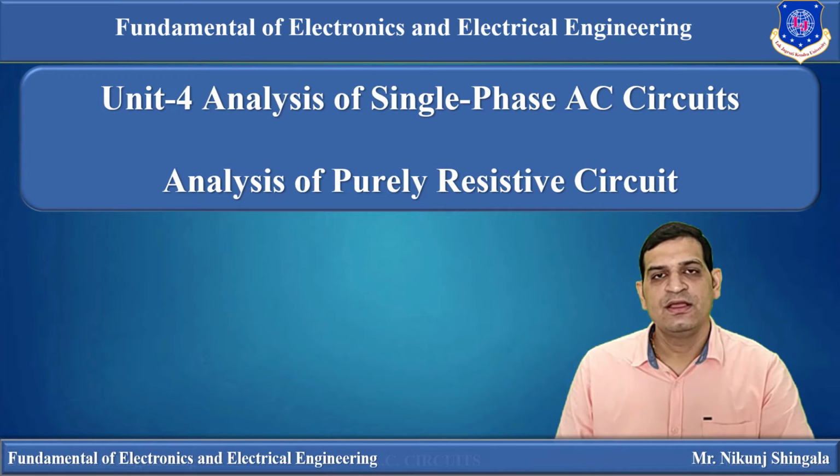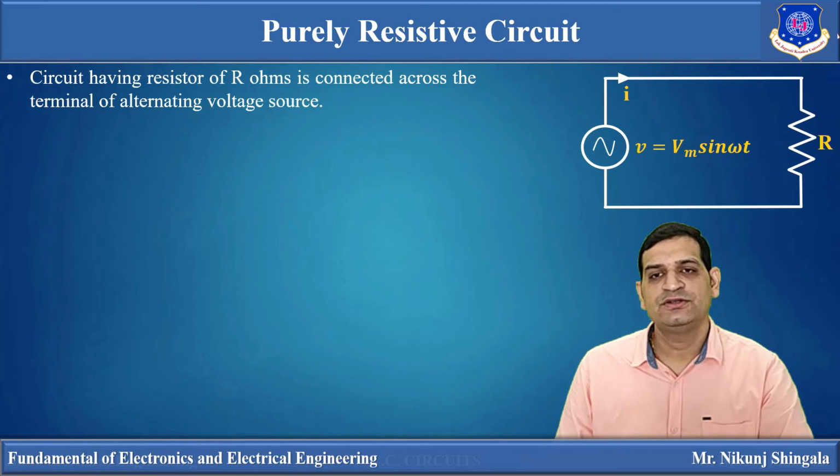In this video lecture, we are going to discuss the analysis of a purely resistive circuit, and the analysis is done under AC condition. So let us start the analysis of the purely resistive circuit. First of all, we can see here the circuit consists of a pure resistor which is connected across a voltage source, that is nothing but the alternating voltage. This is the symbol of alternating voltage.